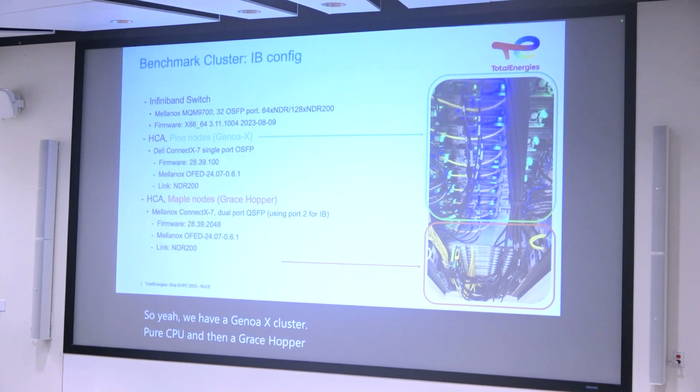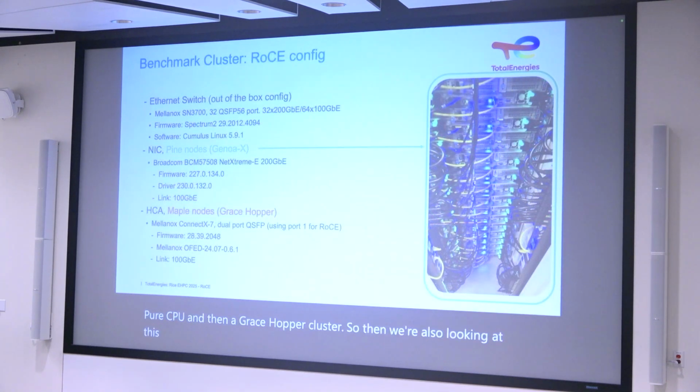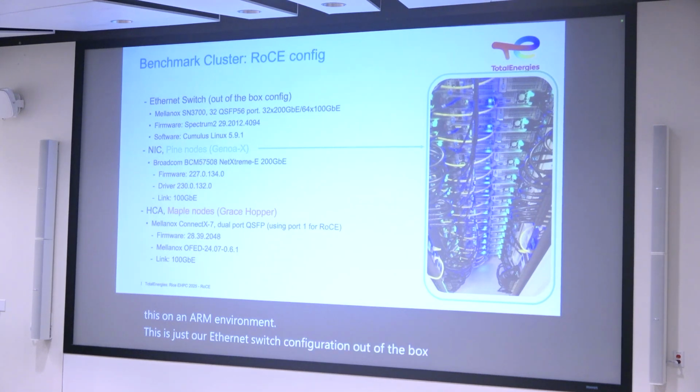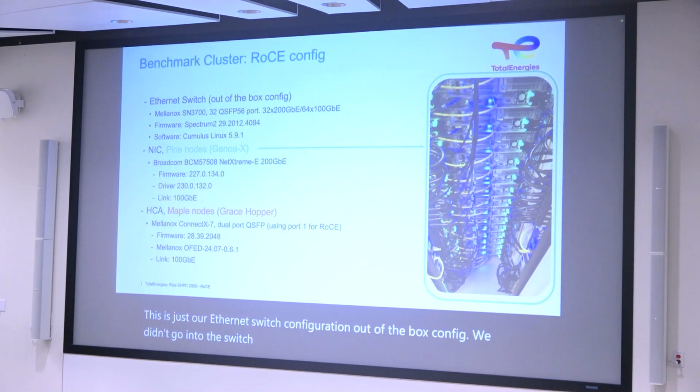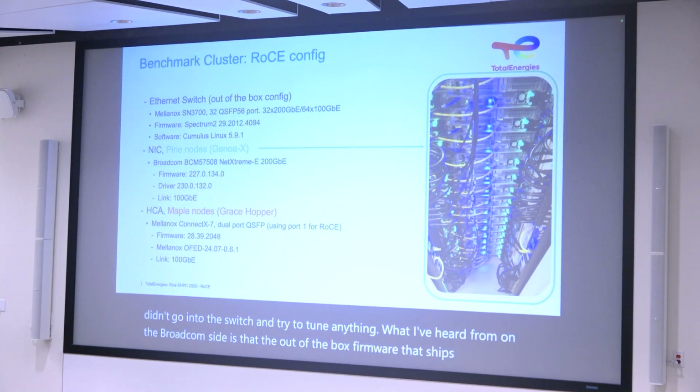So then we're also looking at this on an ARM environment. This is just our Ethernet switch configuration. Out of the box config, we didn't go into the switch and try to tune anything. What I've heard from the Broadcom side is that the out of the box firmware that ships now had a lot of tuning in it, specifically from some HPC testing.